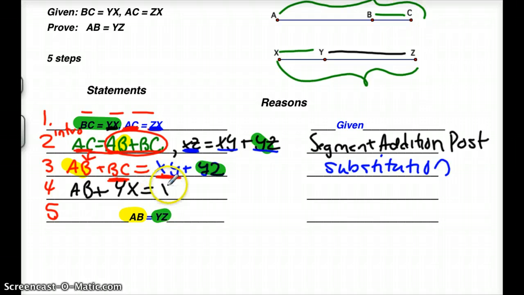Oh, and that makes me happy because I have XY there plus YZ. Now, do you guys see here that those are really the same line segment? Yeah, YX is the same thing as XY. What I just did here is a substitution. BC is being taken out, YX is going in its place.